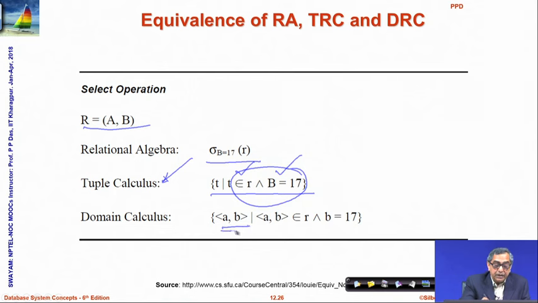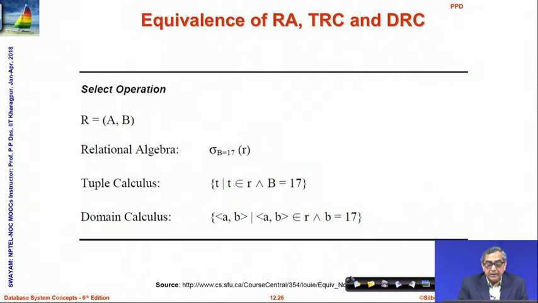In domain calculus, there are two components A and B. So, you have to say the components taken together must belong to R, and the component B must be equal to 17. So, you can see that it is pretty straightforward to see the equivalence between a relational algebra expression involving select and the corresponding tuple calculus or domain calculus expressions. This is through an example, but you can certainly generalize this as a proof.